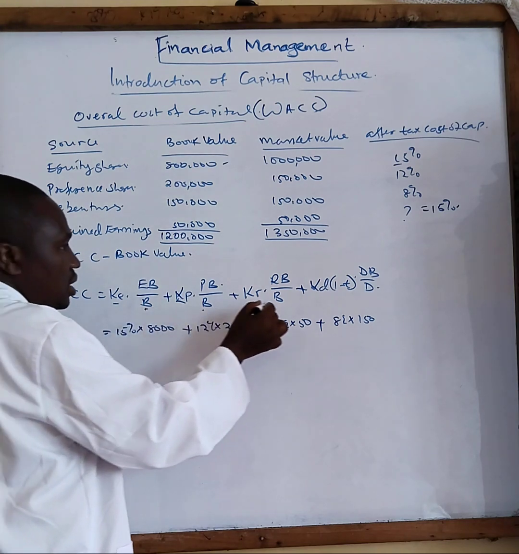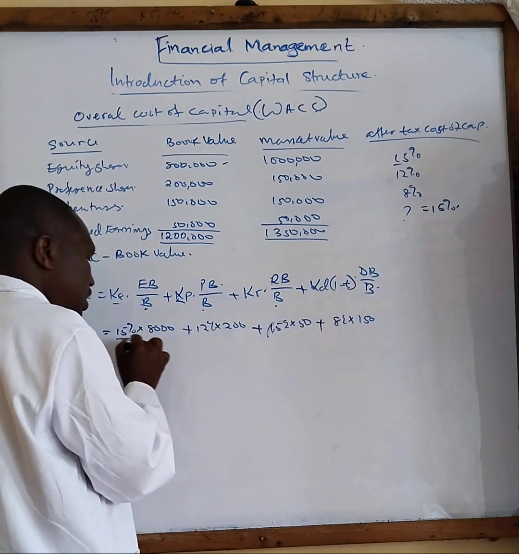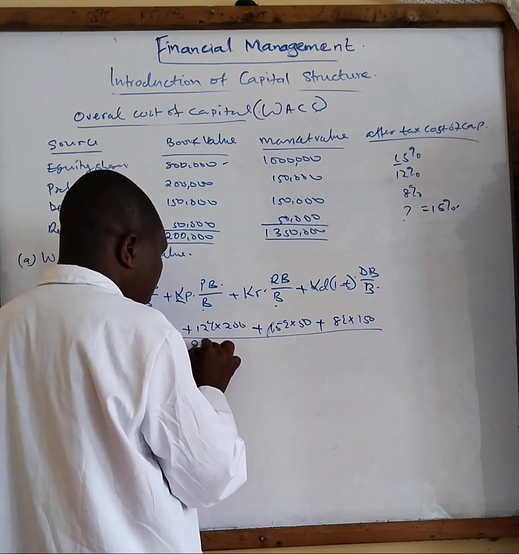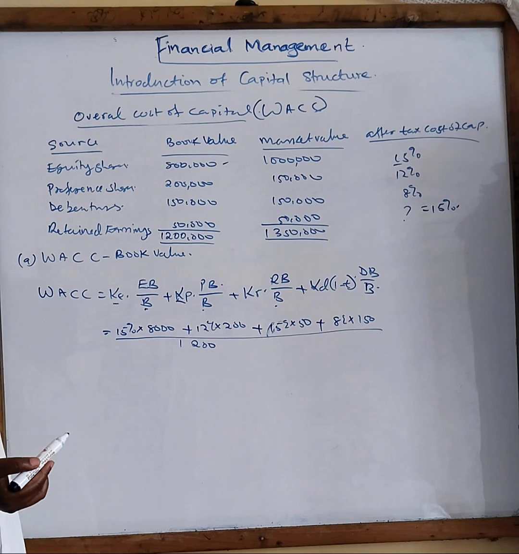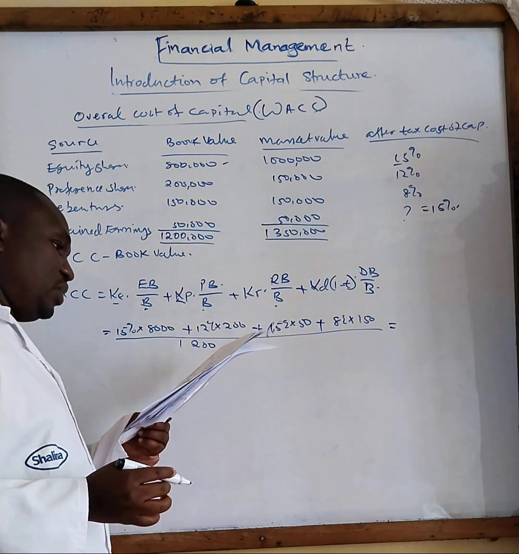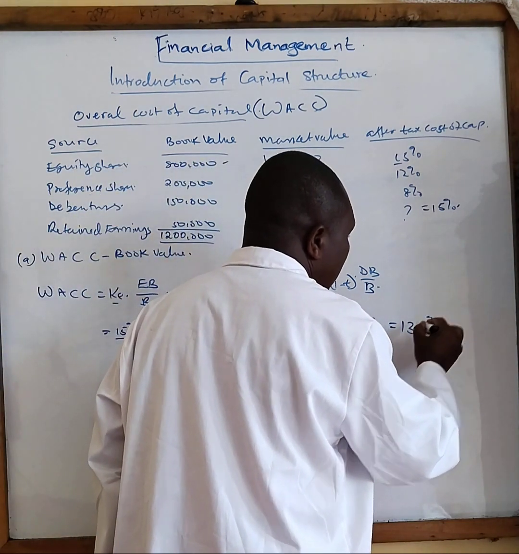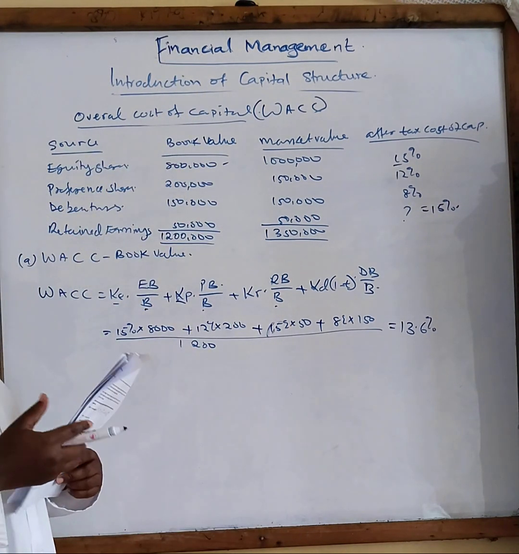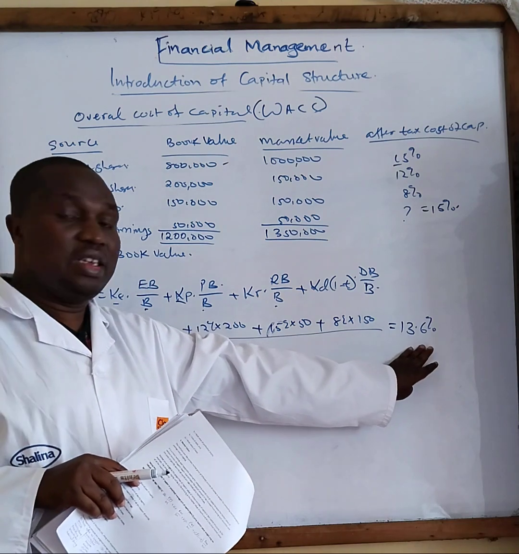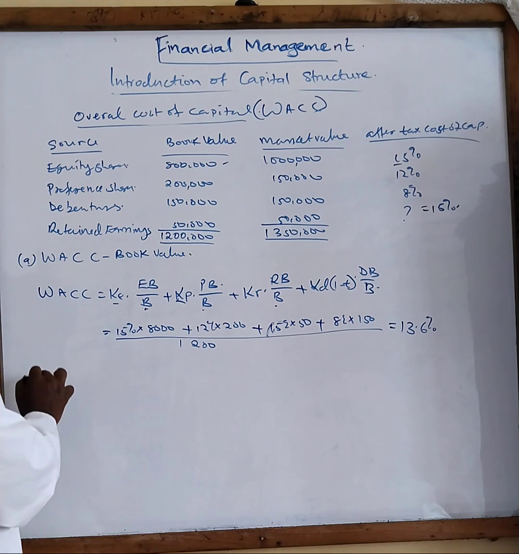Sorry, here is B. Divide everything by 1,200 because I'm doing that. If you trace your calculator very well, your answer is 13.6. So the overall cost of capital using this capital structure is 13.6 if I use the book value. What if I use the market value?